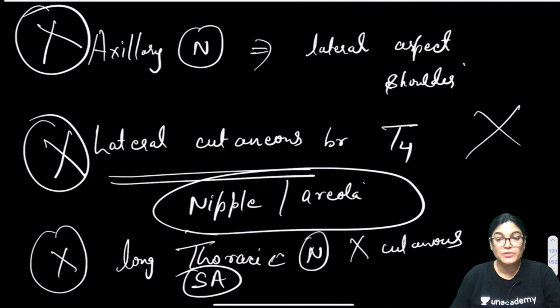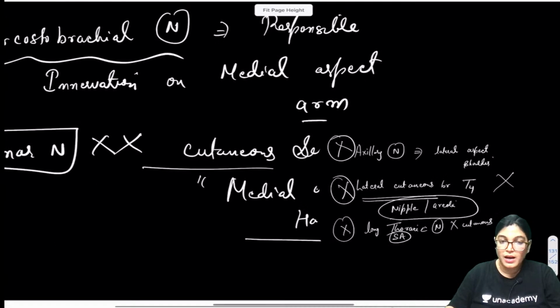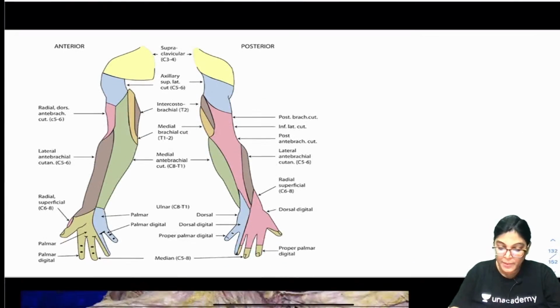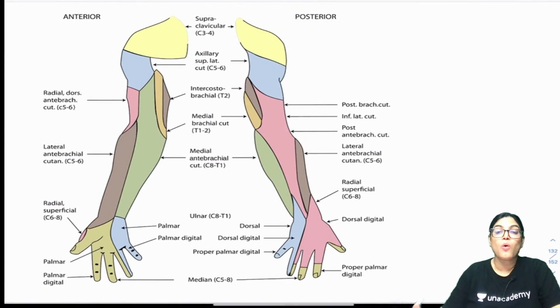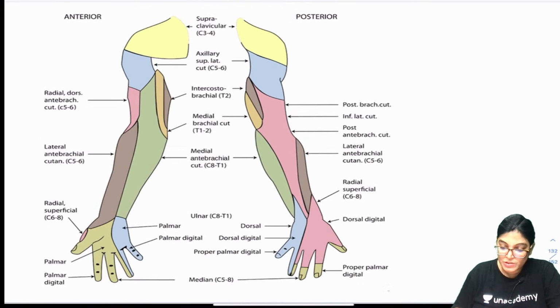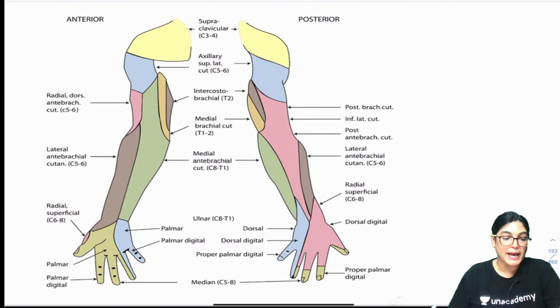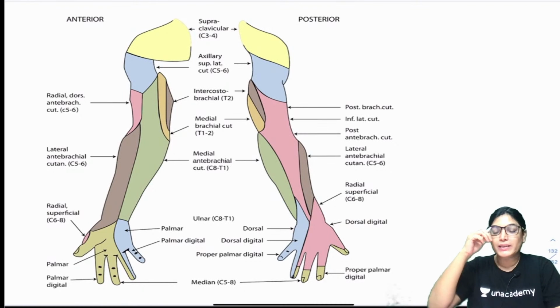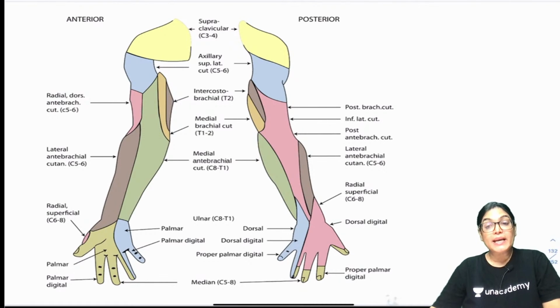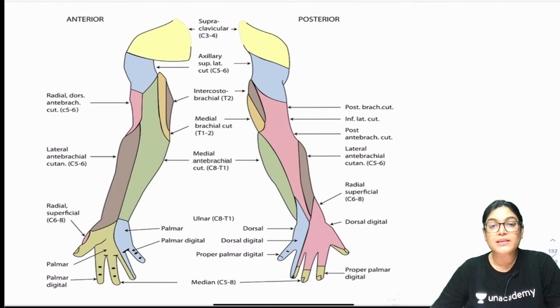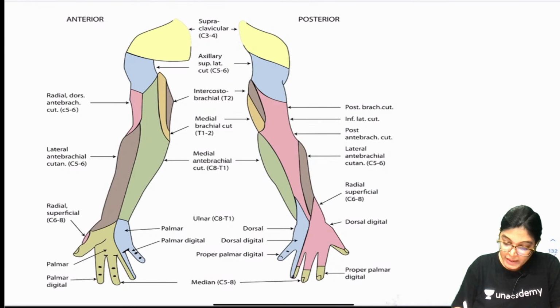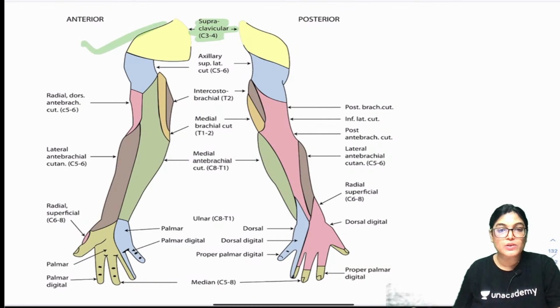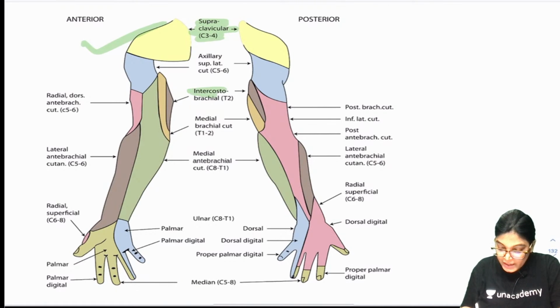The intercostobrachial nerve provides innervation to the medial aspect of the arm. I have included this diagram for a quick revision of the whole upper limb. This diagram is very useful. Please go through it for a quick revision of the dermatomal distribution and cutaneous innervation of the anterior and posterior aspects of the upper limb. Let me show you the important ones. Supraclavicular nerve: see the upper part, C3 and C4 is the root value. Intercostobrachial nerve, can everybody see it? It is supplying which area?